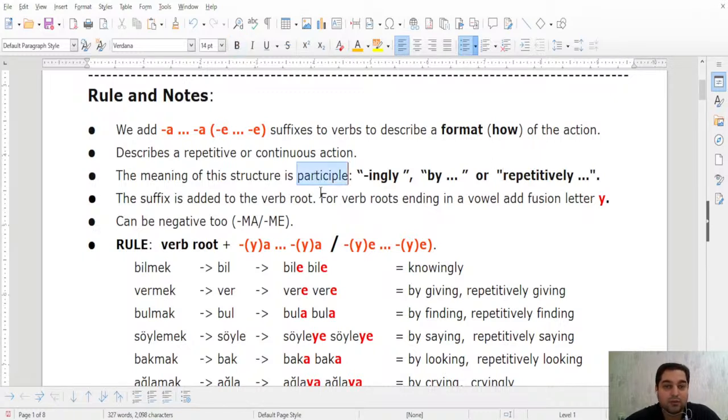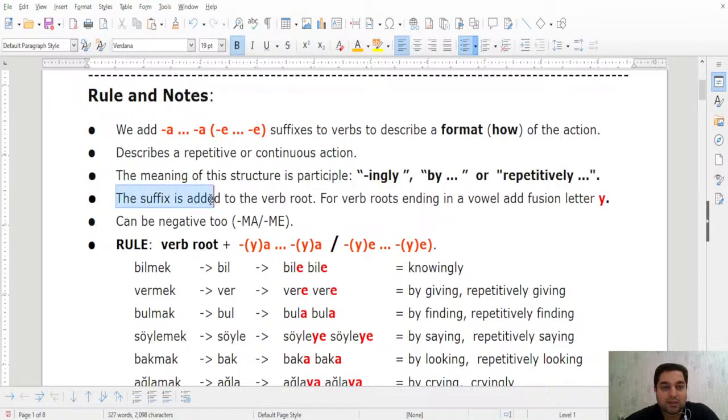And it's also a participle. Don't forget, participle is different than the gerund. It's not gerund, it's participle. Participles in English can be adjectives or adverbs. So this is an adverbial participle. We will see three examples.